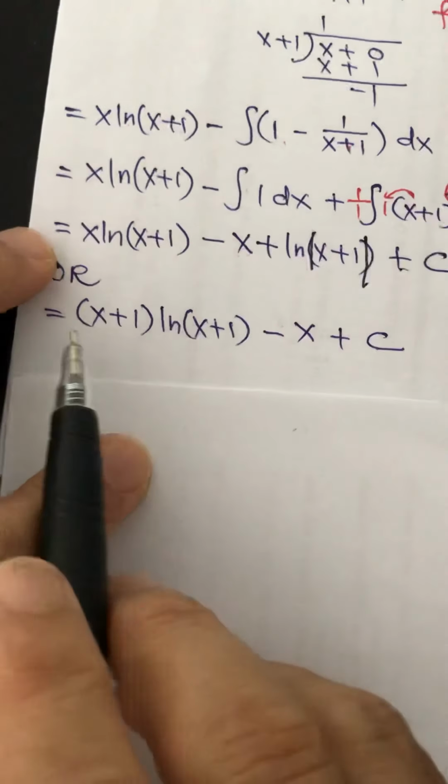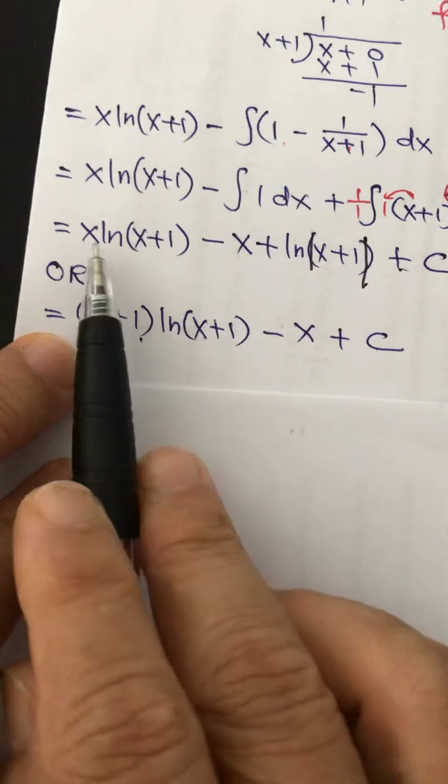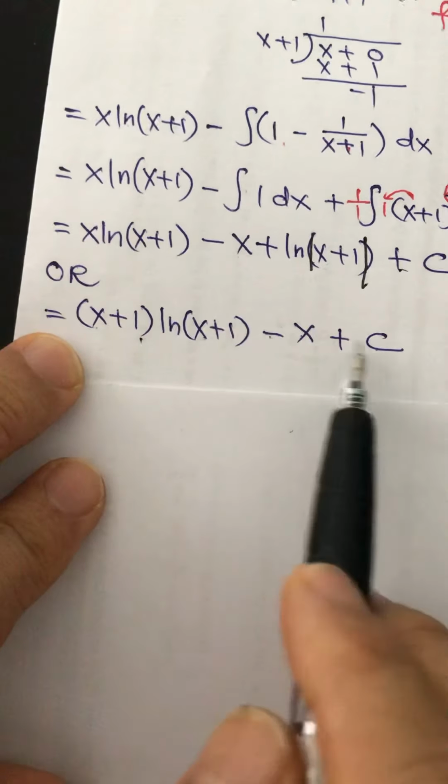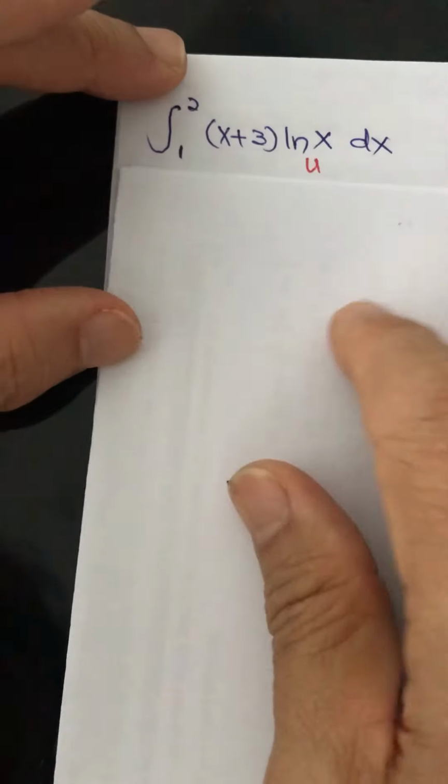Or you can combine these two together, and then you get ln of the modulus of (x plus 1) minus x plus c. That is how you simplify. Okay, so this is how you get this. Okay, next, another example.